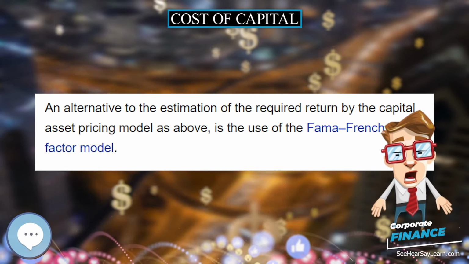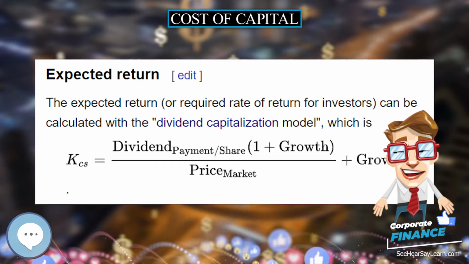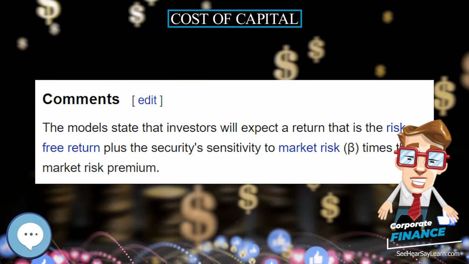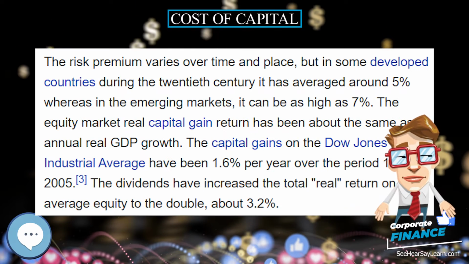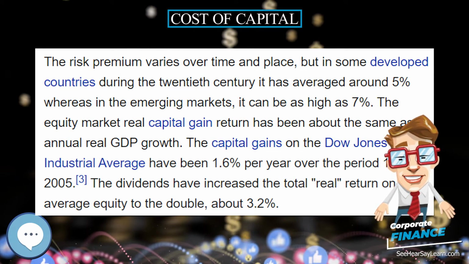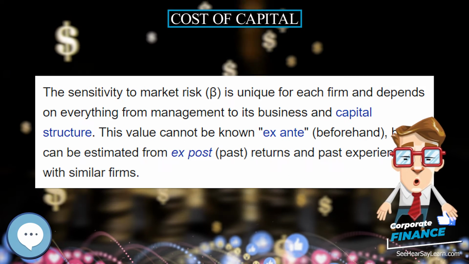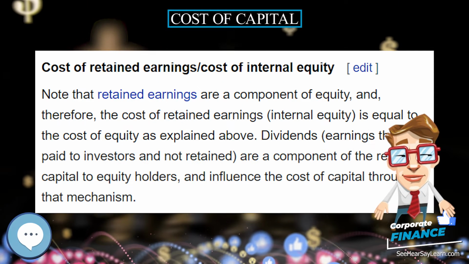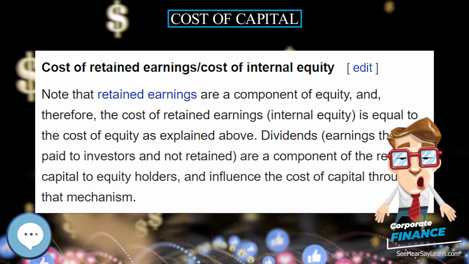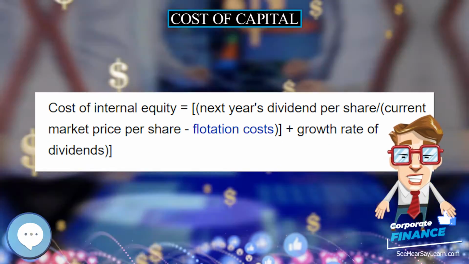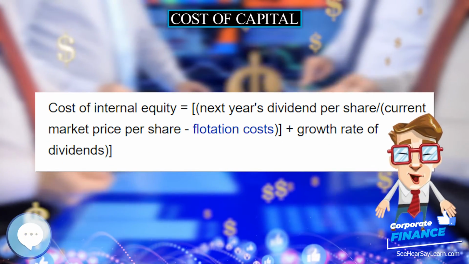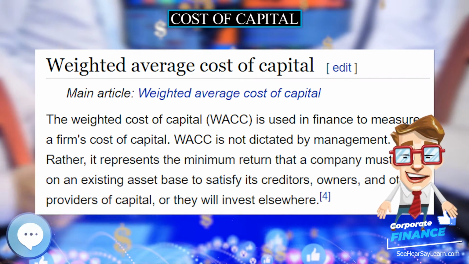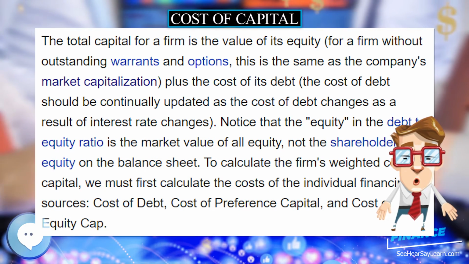Cost of equity. The cost of equity is inferred by comparing the investment to other comparable investments with similar risk profiles. It is commonly computed using the capital asset pricing model formula, where beta equals sensitivity to movements in the relevant market. Thus in symbols we have where the risk-free rate is the yield on long-term bonds in the particular market, such as government bonds. An alternative to the estimation of the required return by the capital asset pricing model as above is the use of the famous Fama-French three-factor model.